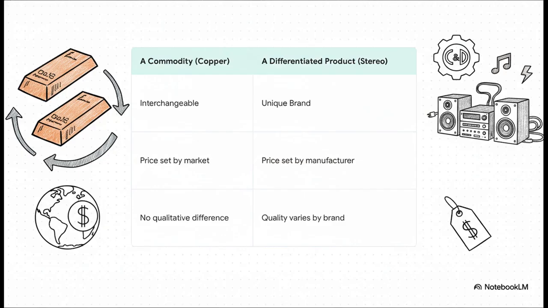And this slide really breaks down that difference for us. You look at a commodity like copper. It's interchangeable, its price is set by the global market. But then you've got a product, like a stereo system. It's unique. You care about the brand, the features, and the price is set by the company that made it. You can't just swap one for another and expect the same thing.